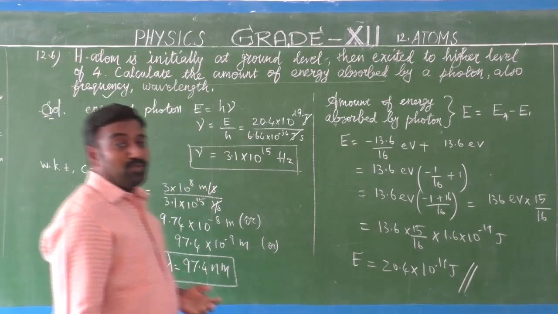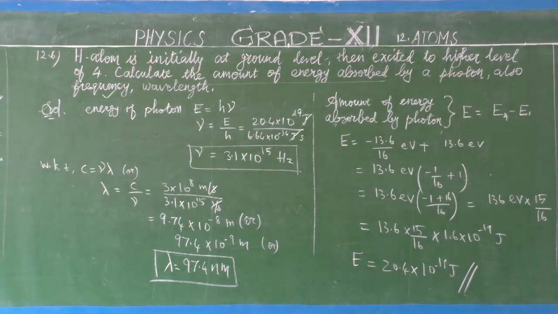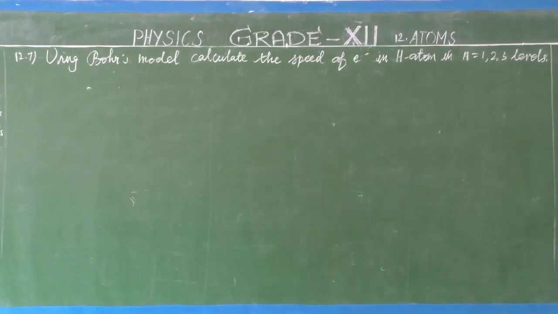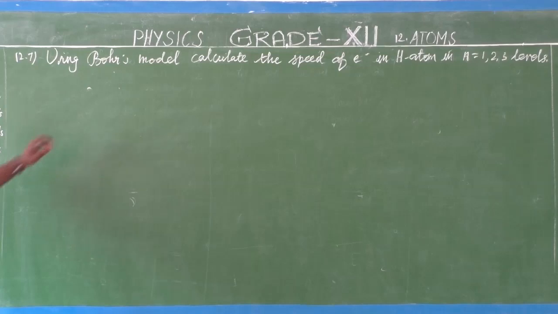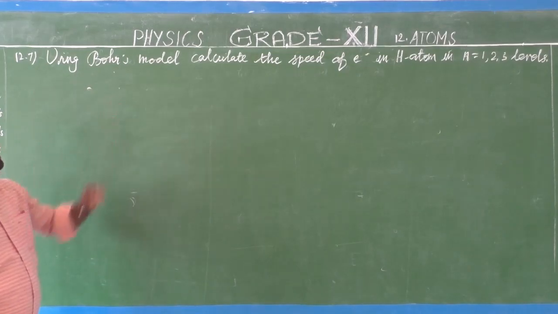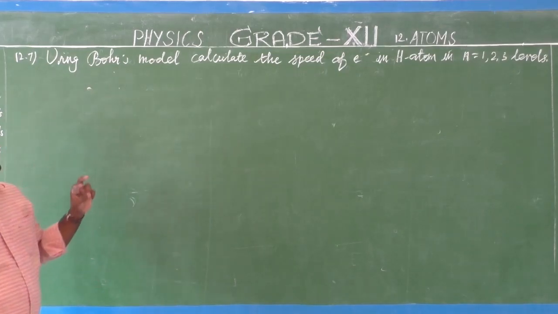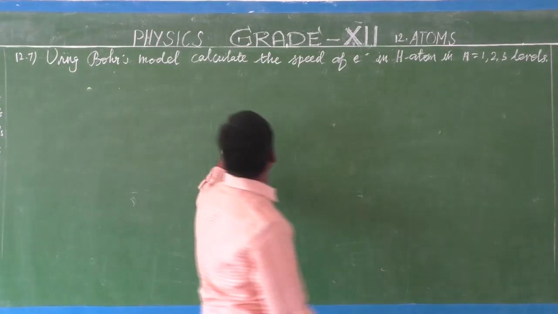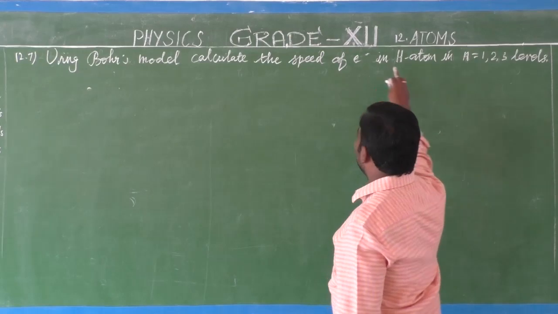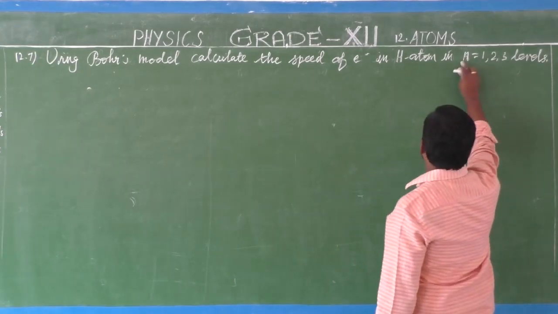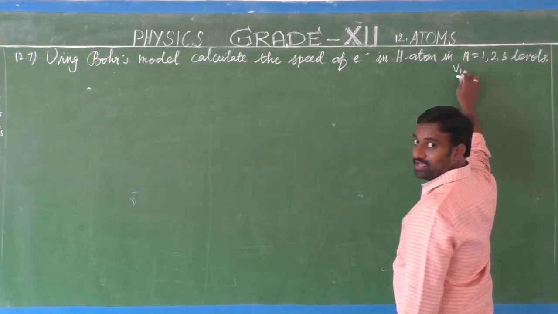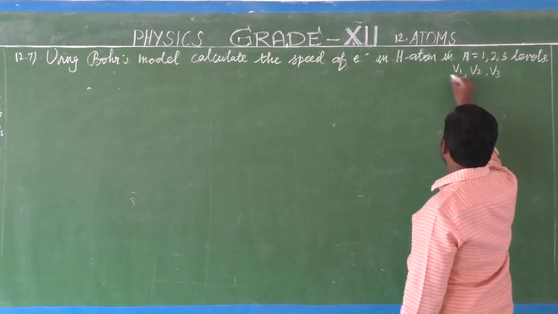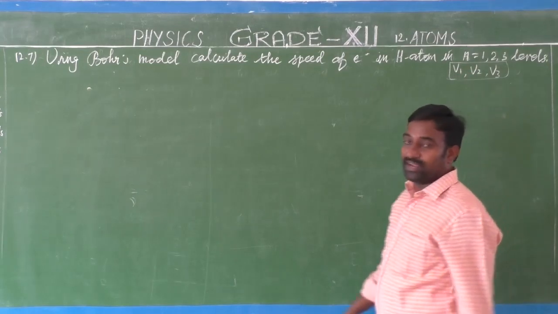Next we are moving to the 7th question. Using Bohr model, calculate the speed of electron in hydrogen atom when n is equal to 1, 2, 3. In these 3 levels, we are going to calculate the speed of electron in a hydrogen atom in Bohr's model: the velocity in the first level, the velocity in the second level, and then the speed in the third level. So these 3 values we are going to determine.